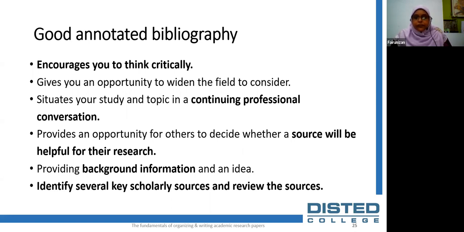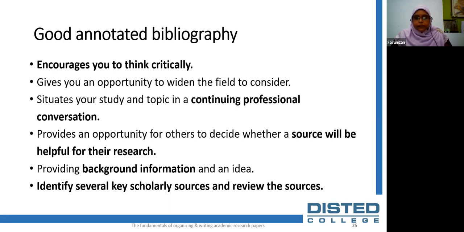It situates the study and topic in a continuing professional conversation. It also provides an opportunity for others to decide whether the source will be helpful for them in their own research. So it could also help interested researchers determine whether they are interested in a topic by providing background information and an idea of the kind of scholarly investigation that has been conducted in a particular area of study.